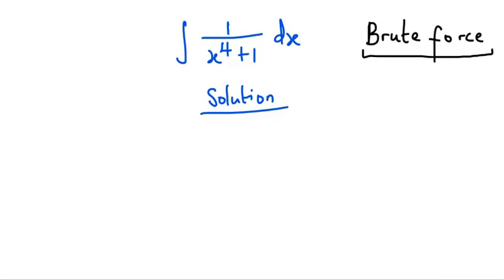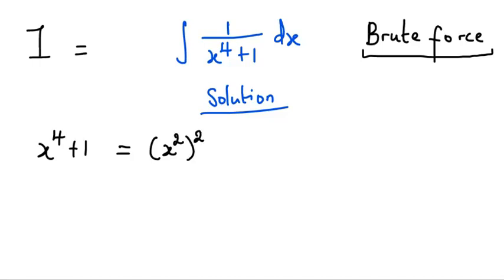Now we have to integrate. Let's call it I is equal to the integral of 1 over x to the power of 4 plus 1. There's something really cool we need to do about this denominator. Let's take note of the following. We have x raised to the power of 4 plus 1. We should know that this is the same as x to the power of 2, then raised to the power of 2, and then plus 1.